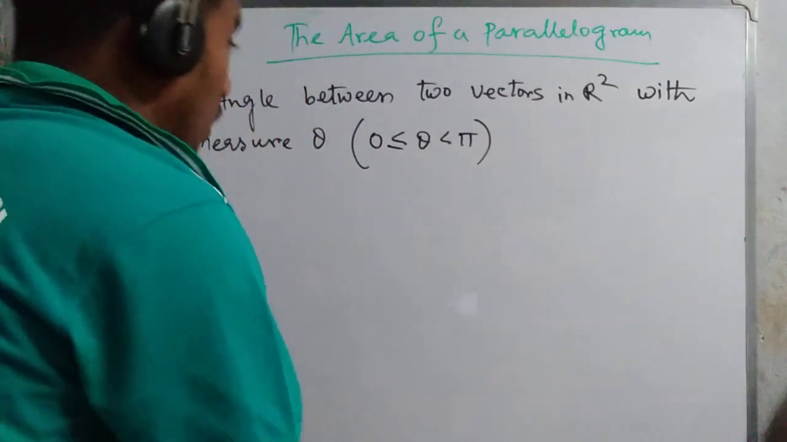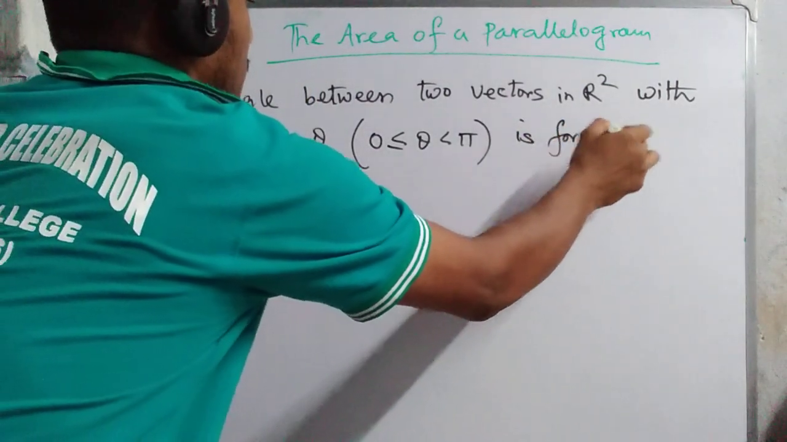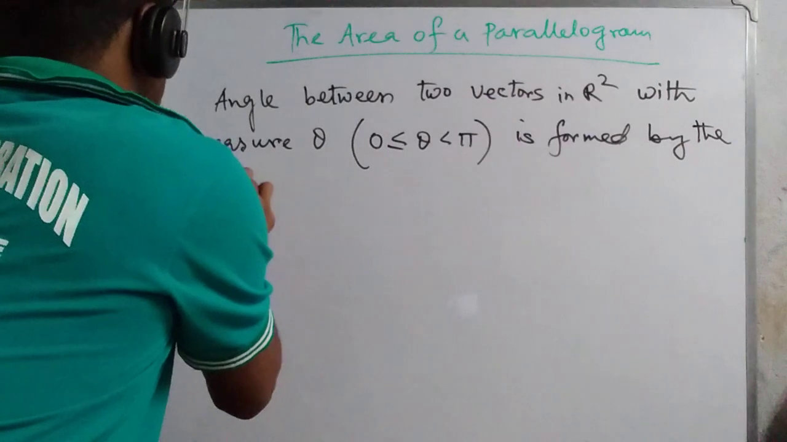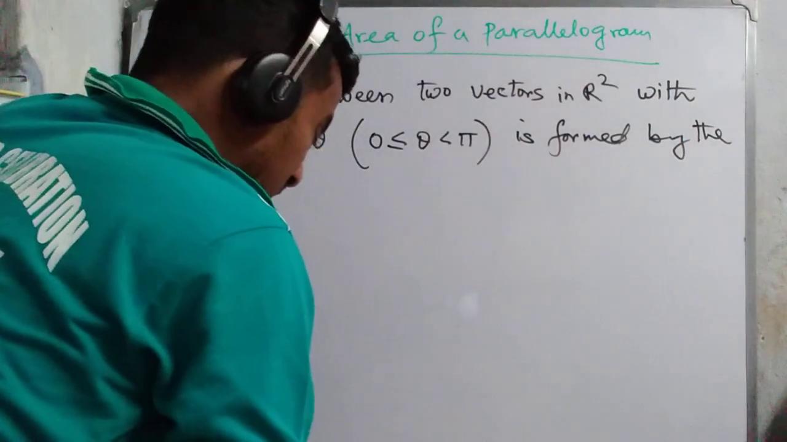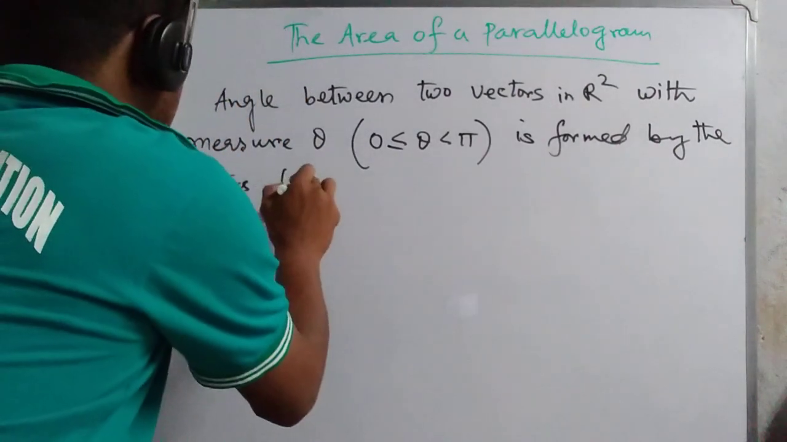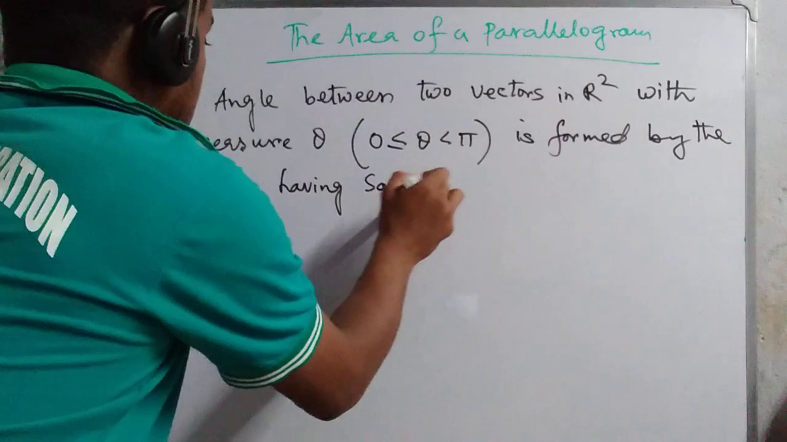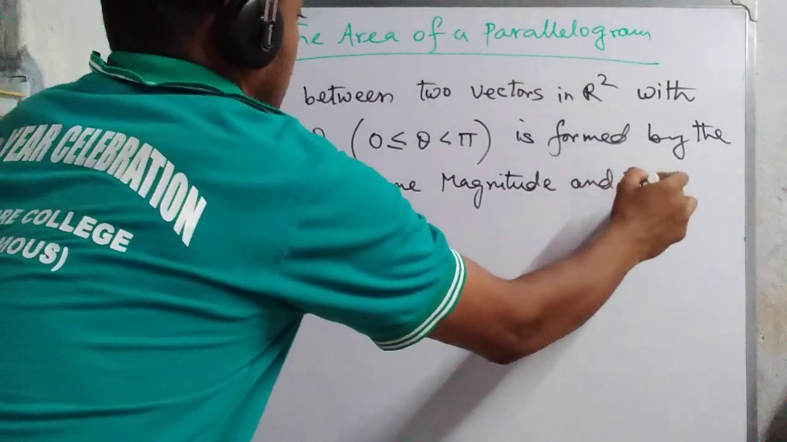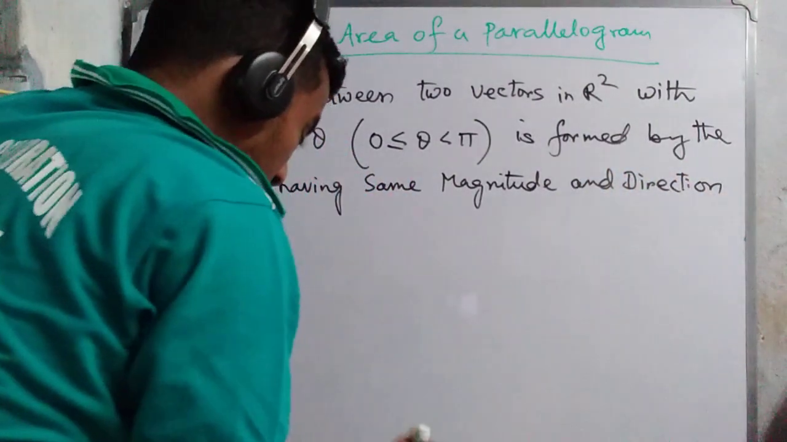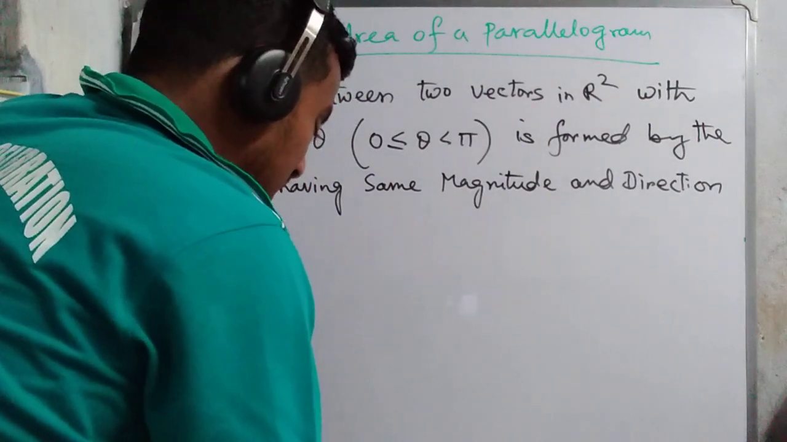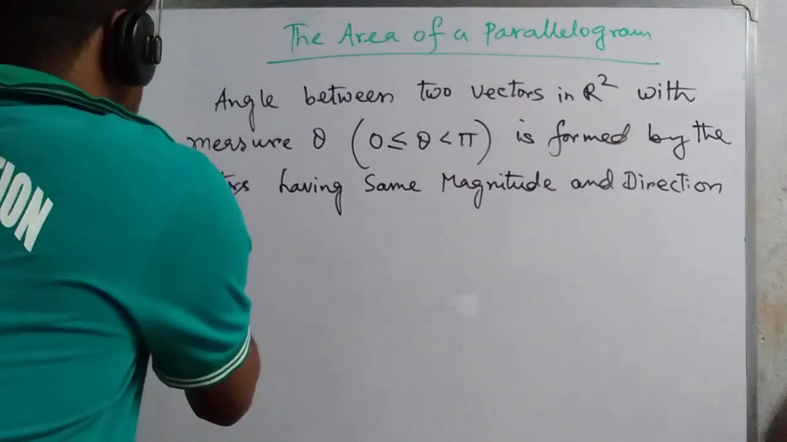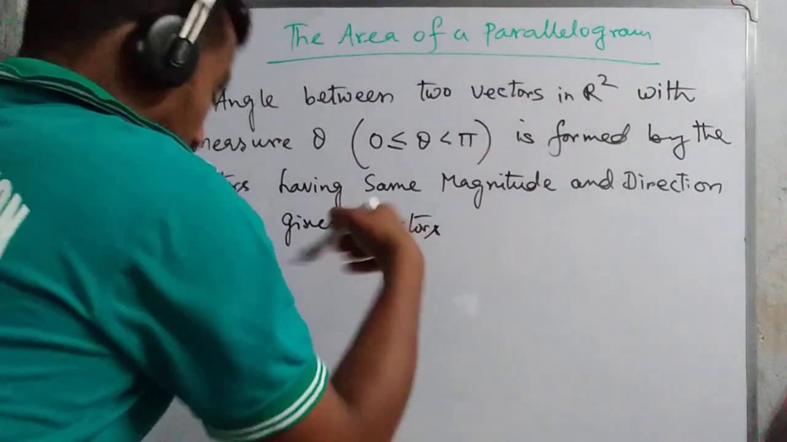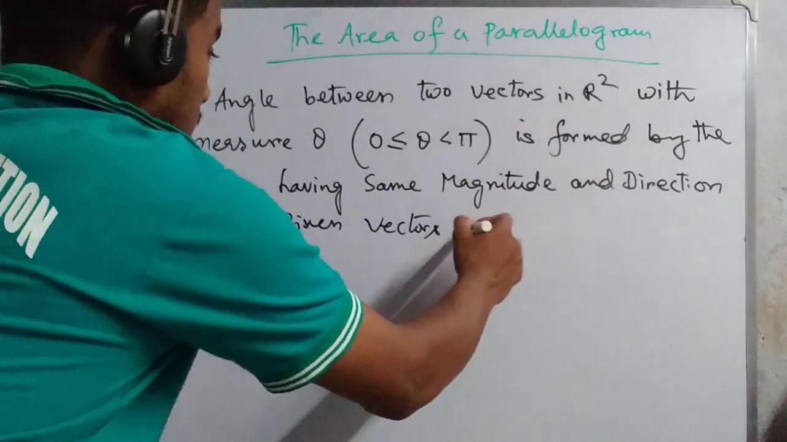It is formed by the vectors having the same magnitude and direction as the given vectors, emanating from the origin.